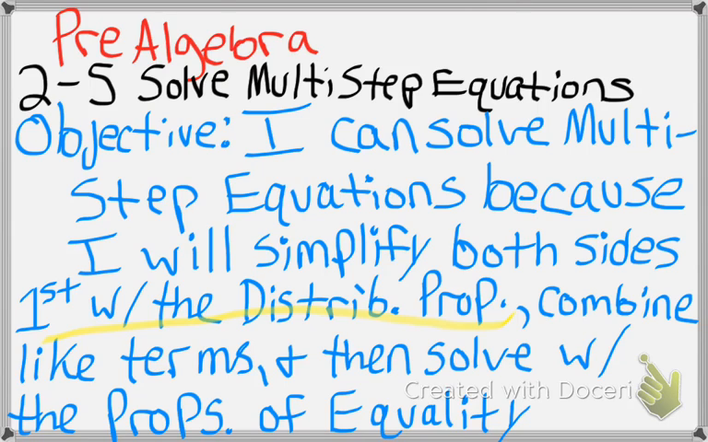And as a hint, the distributive property is how you get rid of parentheses. If you've got parentheses in your question, it's how you get rid of them if there's something touching them. Like if you had a 2 outside and you had whatever in the parentheses, you get rid of the parentheses by doing 2 times everything on the inside. That should be a reminder.